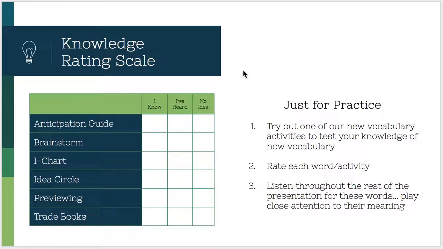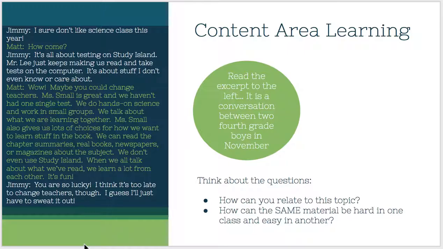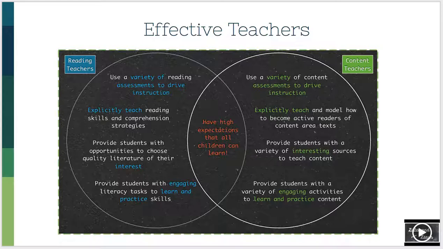A knowledge rating scale is one of the vocabulary instructional strategies. I'm going to have you try it out on some of the words that we're learning this week. So just do a little bit of a knowledge rating scale, and you can drop this optionally. And then read the story on the side and think about how can this be true. We're going to look at effective teachers of not just reading today, but effective teachers of content, and listen to the podcast for an explanation of this slide.